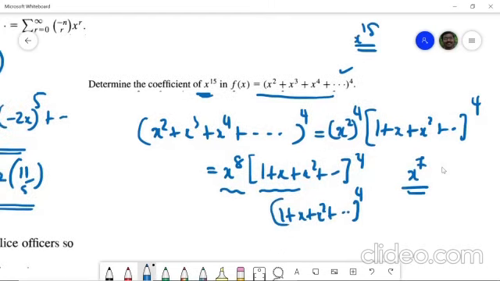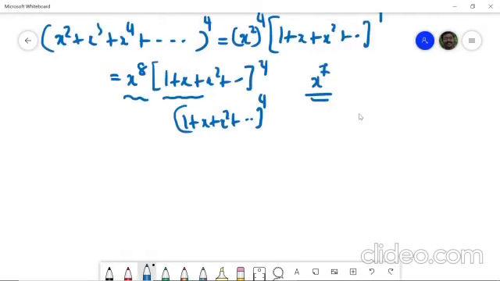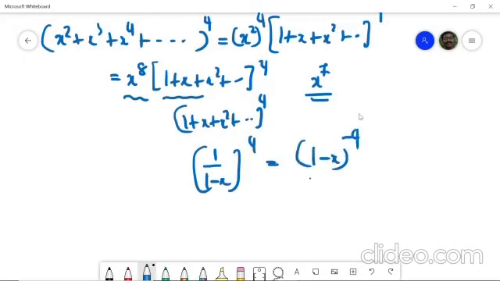So we know that what is the value of 1 plus x square? We know from familiar infinite series that the value of this quantity is nothing but 1 by 1 minus x the whole raised to 4. This is actually 1 minus x the whole raised to minus 4. Now we will apply the binomial theorem.